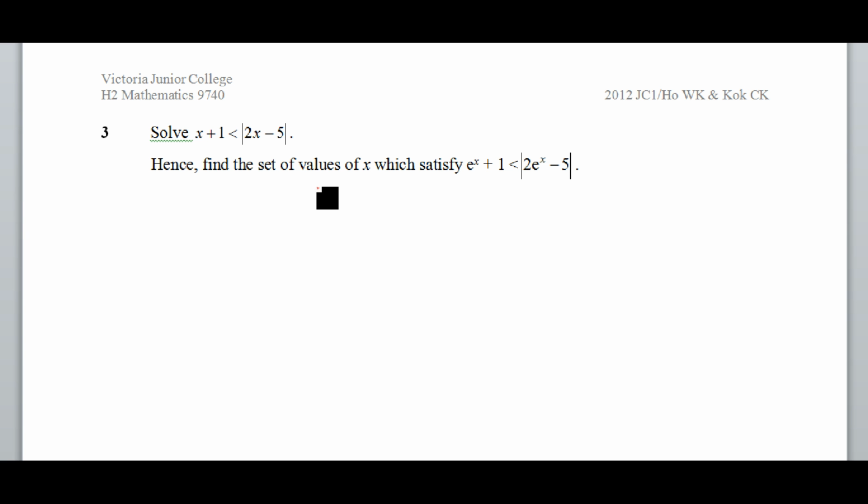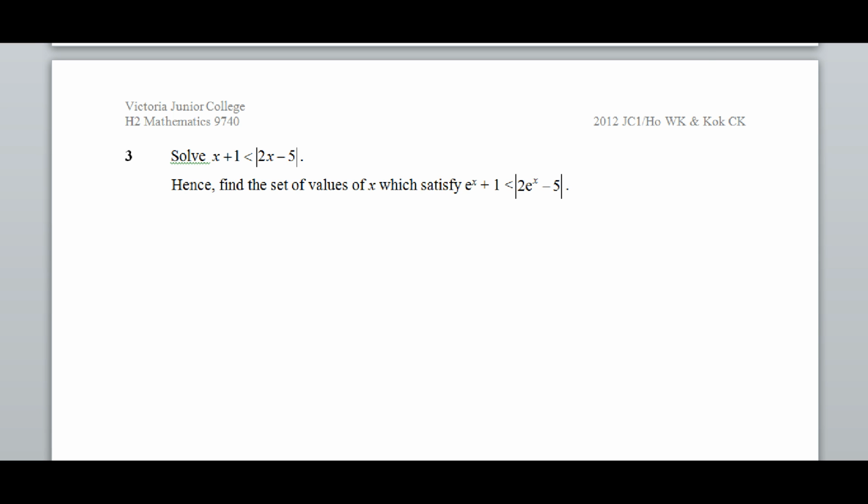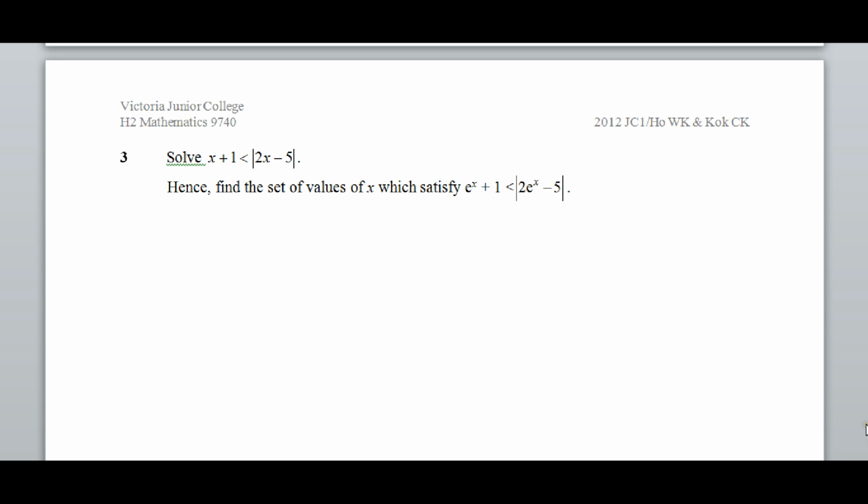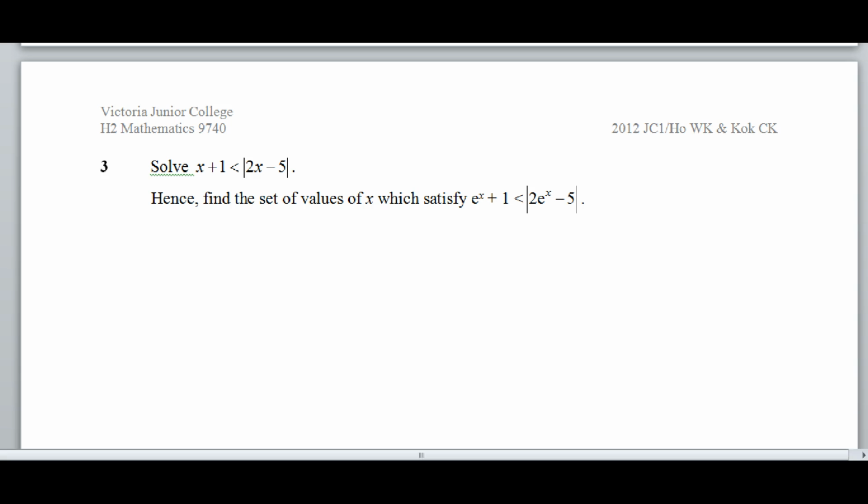Now the solving is easy. This one, use GC. Every one of you could do it. Solve using GC. By GC, you should get x smaller than 4/3 or x greater than 6. The next part is also easy. I don't think I want to go through a lot. Alright, you just do a direct replacement and we are done.